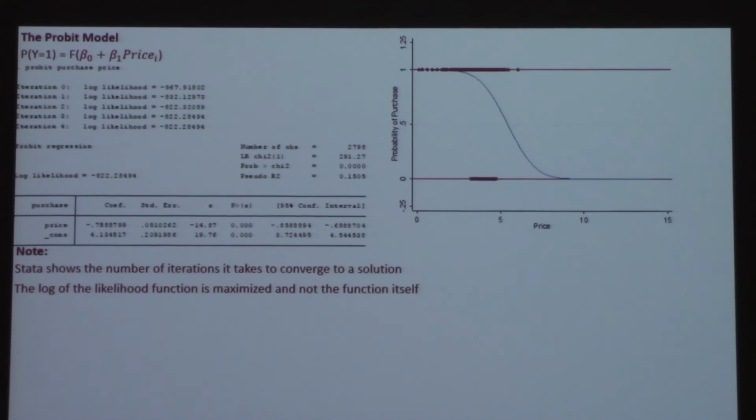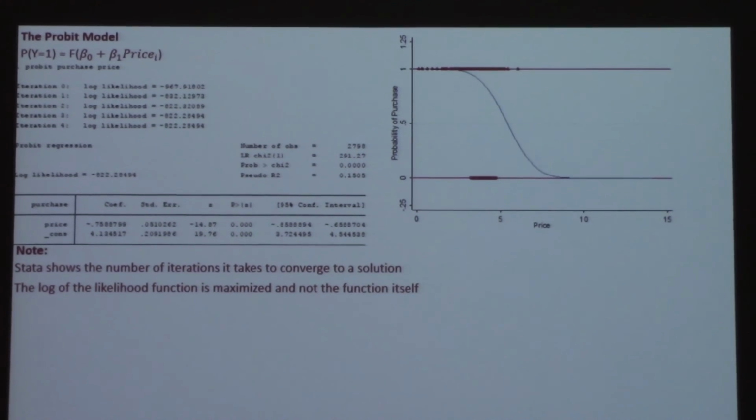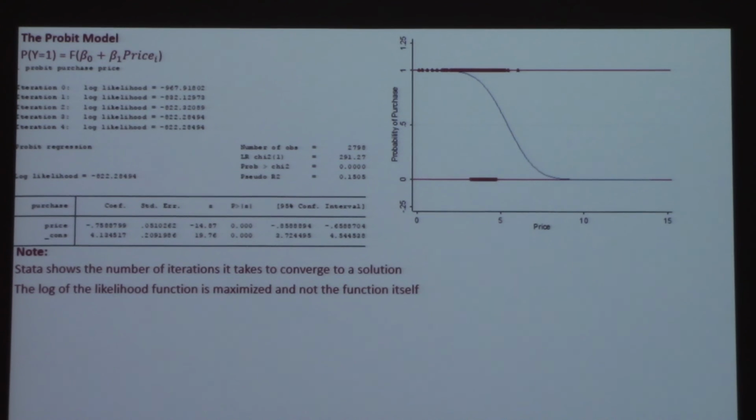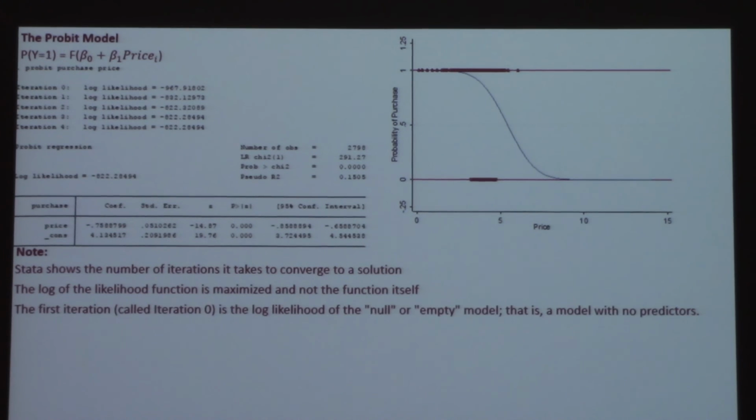And what's happening is this is called maximum likelihood. So essentially it takes the log of some likelihood function and it tries to find the coefficients that maximize it, and not the function itself. So it's a whole different estimation process.